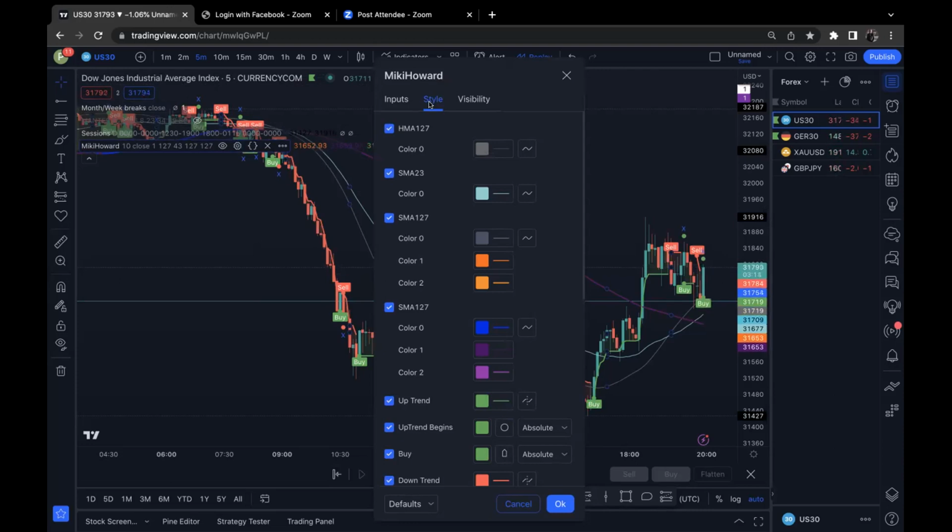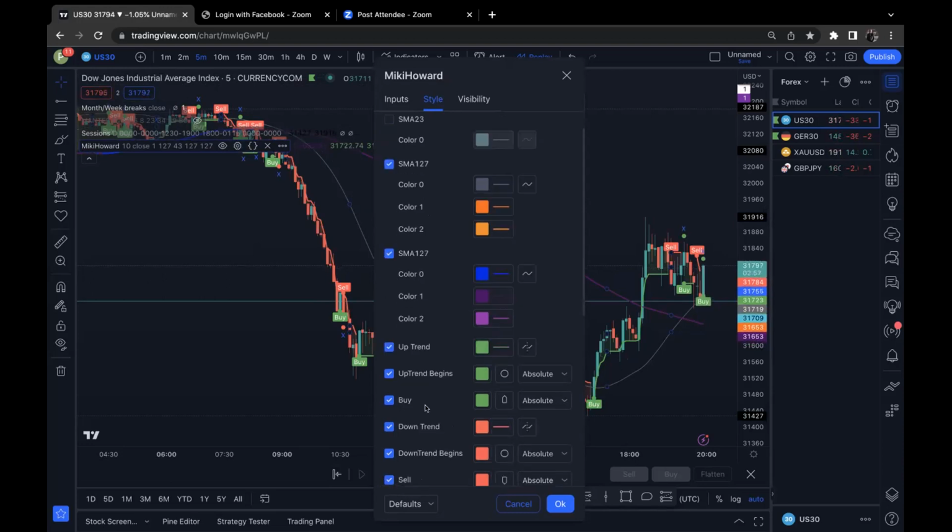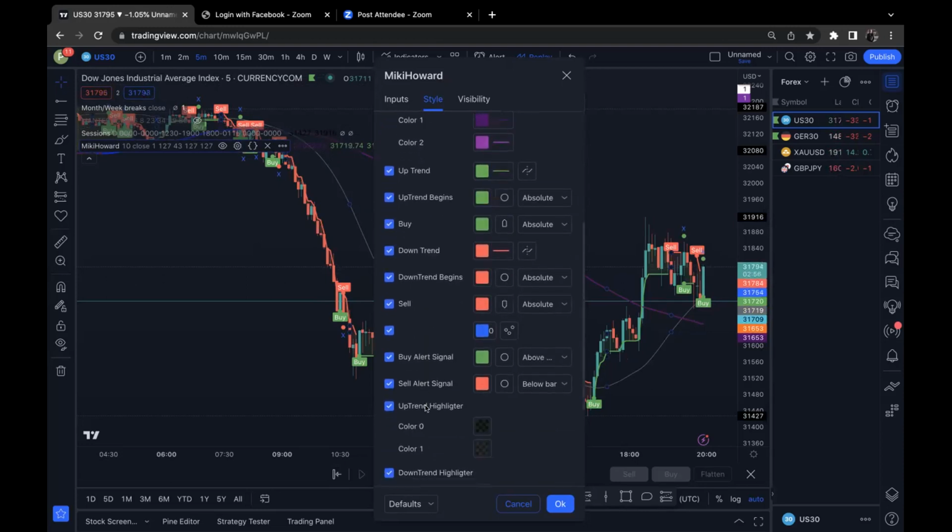Now go on and tick the SMA 23. So I'll just put one listing. Maybe I might even do it on EMA, so we have at least one year just in case we might need it. And then the HMA is 127. That is 127. Go down. And then uptrend, untick that one. Uptrend begins, untick that one.